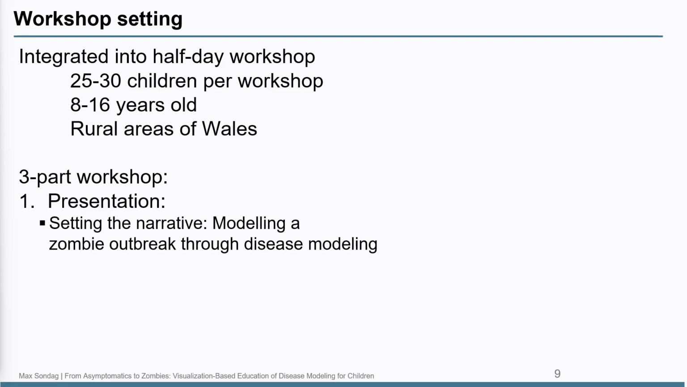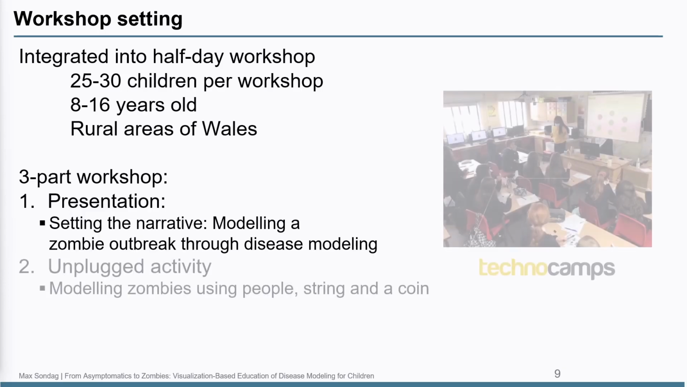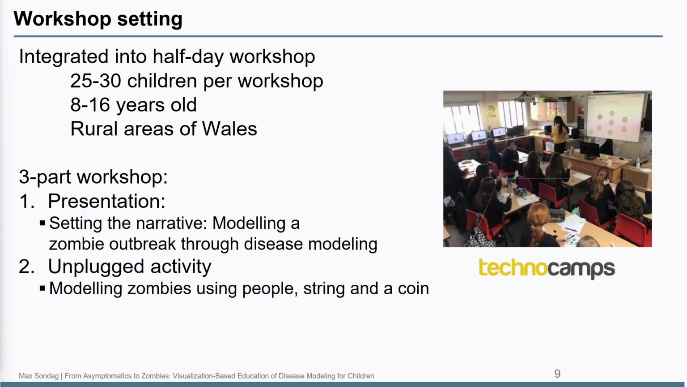And the way we're going to do that is by simulating a zombie outbreak in the class. And for that, we're going to use the children themselves to indicate the people. We're going to use a little piece of string, which you can see them holding up here, which indicates who has been zombified by whom. And there's a coin that essentially determines, are you getting infected or are you not getting infected?